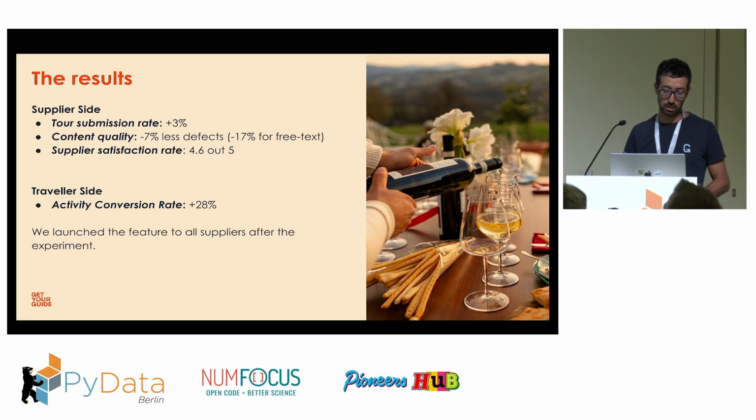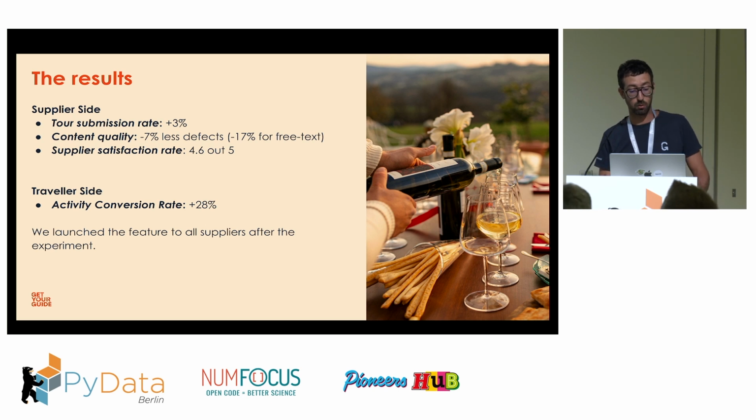And even more amazing, we saw that the new activities created with the AI on the B side had a much higher conversion rate compared to the activities created in the control group, plus 28%. So after seeing this amazing result, we rolled the feature out to our suppliers.